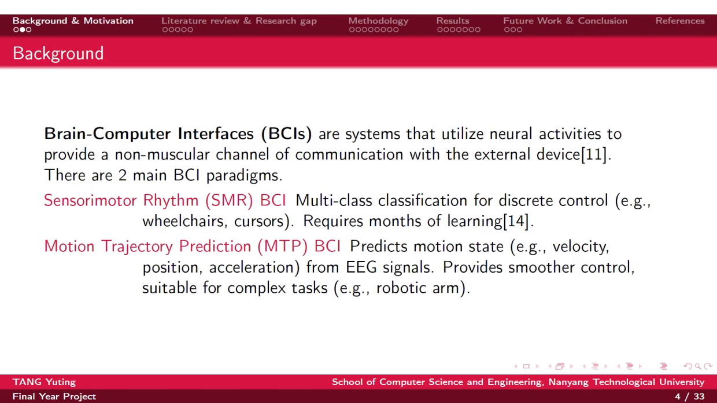Brain-computer interfaces are systems that utilize neural activities to provide a non-muscular channel of communication with the external device. And there are two main BCI paradigms. Sensory motor rhythm BCI is a multi-class classification for discrete control. It may require months of learning, while motion trajectory prediction BCI predicts motion state from EEG signals. It provides smoother and natural control, which is suitable for complex tasks.